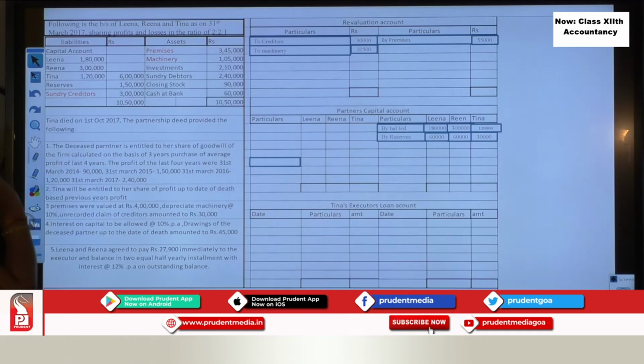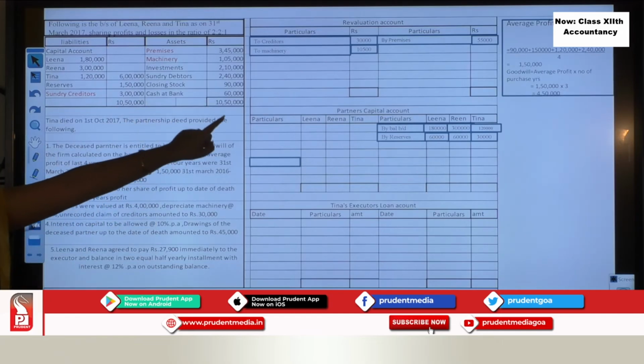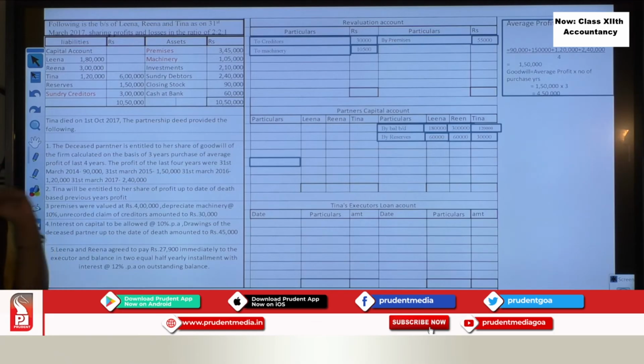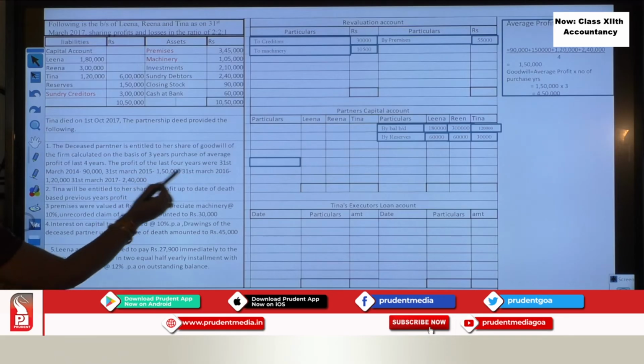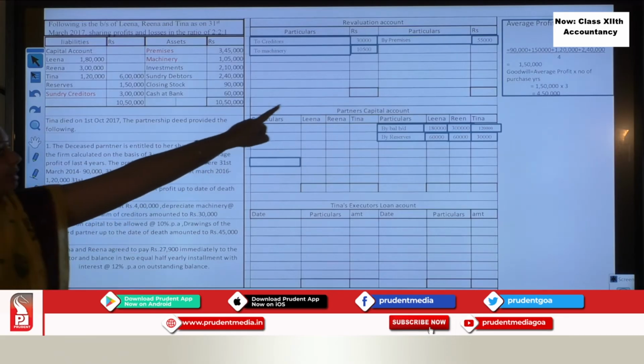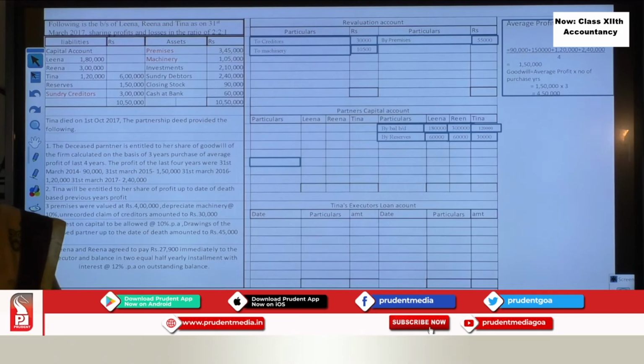First one, deceased partner is entitled to her share of goodwill. Now first we have to calculate total goodwill. So how you calculate total goodwill? You have already studied there are different methods, average profit method, super profit method. Here we are using average profit method, right? So average profit is total profit upon number of years. How you will calculate total profit? You are given 4 years, 2014, 15, 16 and 17. So divided by 4, it comes to 1,50,000. This is your average profit.